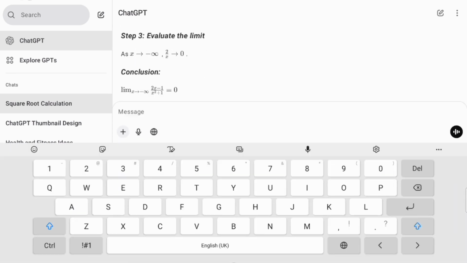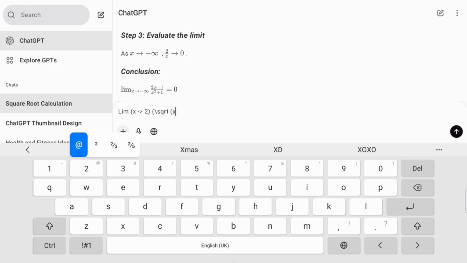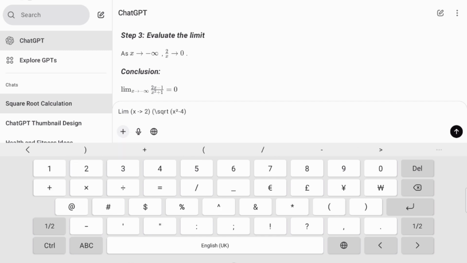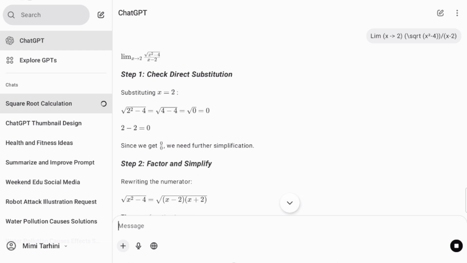And now let's have another example, but when the limit gives an indeterminate form. For example, I need ChatGPT to calculate the limit when x tends to 2 of the function radical x squared minus 4 all divided by x minus 2. And now let's see how it will solve it. And this is the answer with the explanation.